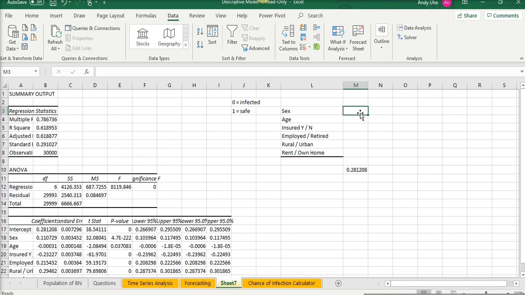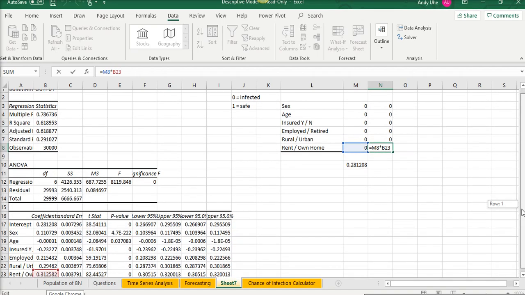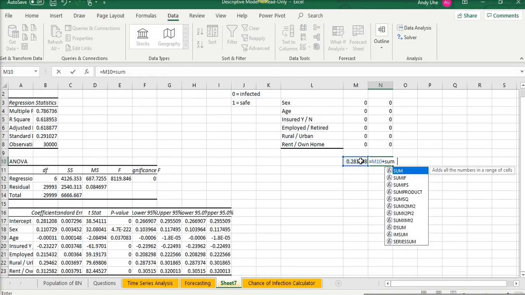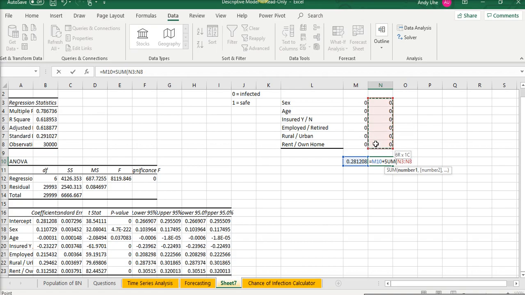And what we're going to do is we're going to populate a bunch of zeros here, and we're going to take sex times the coefficient for sex, and we're going to drag that formula down so you can see that rent or own is multiplied against its coefficient down here. And we're going to take the intercept and we're going to add it to the sum of column N.